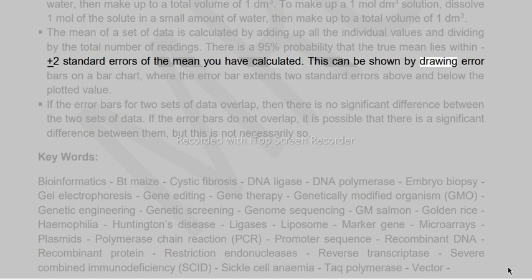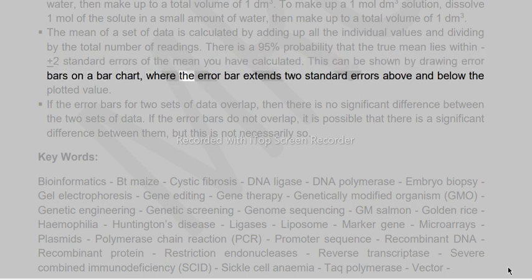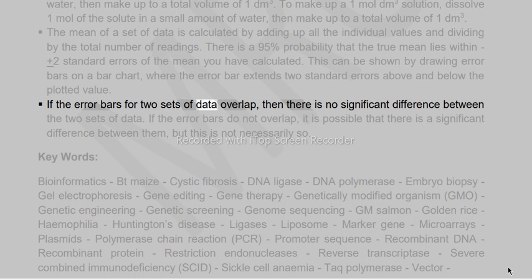This can be shown by drawing error bars on a bar chart, where the error bar extends 2 standard errors above and below the plotted value. If the error bars for 2 sets of data overlap, then there is no significant difference between them.